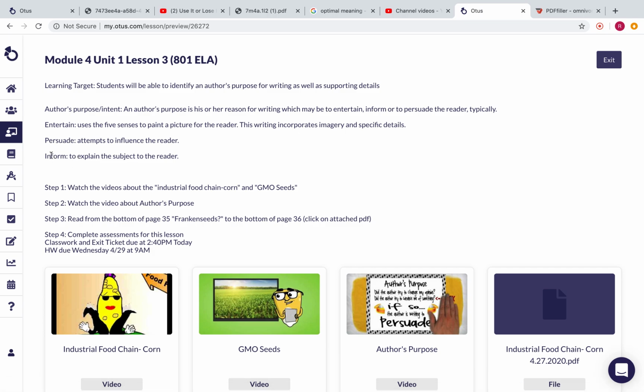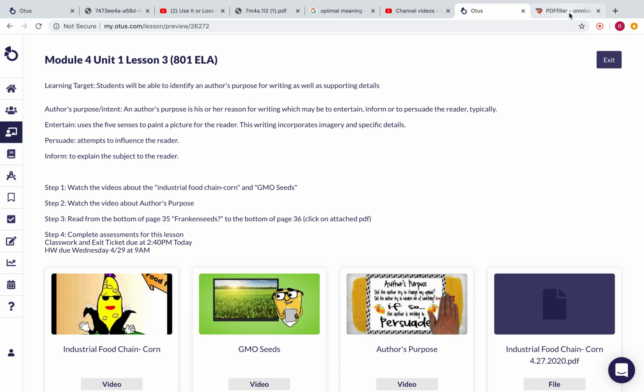And then lastly, to inform is simply to explain the subject to the reader. You can think of informing as simply giving the reader information about something, and when the purpose is to inform, it's pretty much unbiased, right? There are no feelings associated with it. It's simply you're giving the information to the reader and not trying to get the reader to believe one point of view over another. All right.